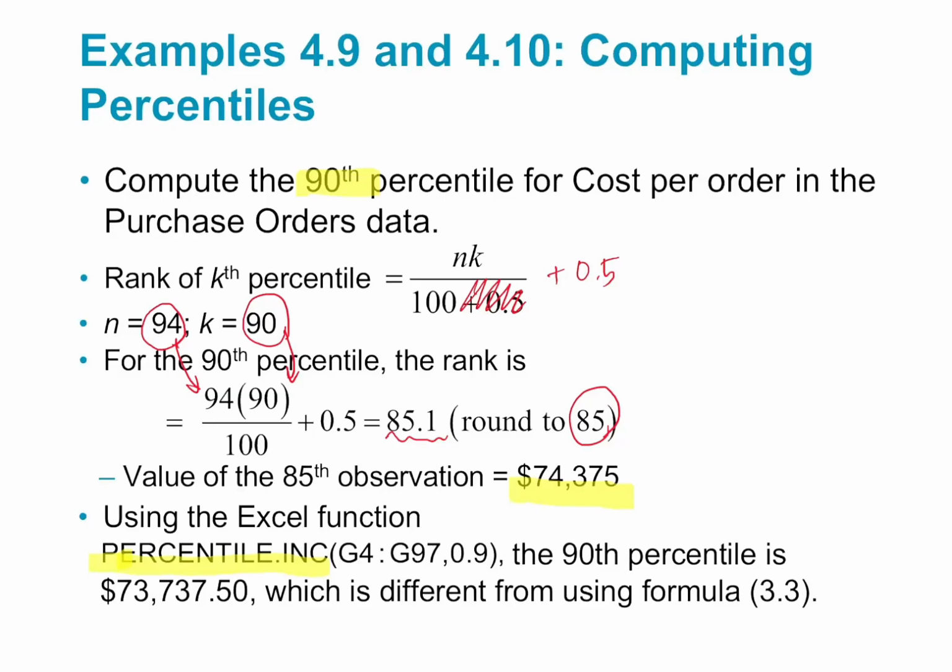Now in Excel, you can use the function PERCENTILE.INC, but this will give you $73,737.50 for the same dataset, purchase orders, using cost per order. Now, they are different in terms of the values that they give compared to the manual formula, but both are correct. They just use different interpolation methods. The Excel rank and percentile tool from example 4.11 matches the manual formula. And neither is wrong, just be consistent within an analysis.